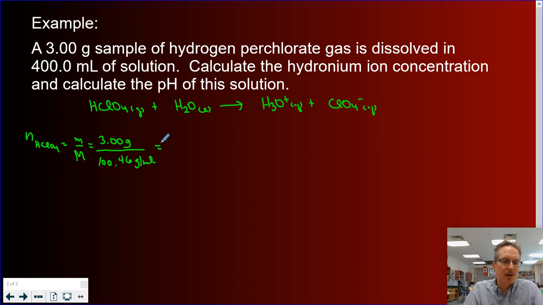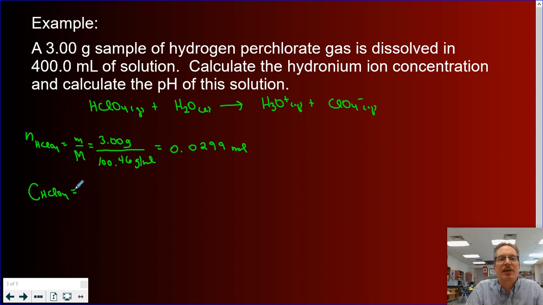So 3.00 divided by 100.46, enter. I have 3 sig figs and 4 sig figs, so my answer is going to be in 3: 0.0299. It's going to round up, and this is going to be in moles. Now that I know the moles of hydrogen perchlorate, I can find the concentration.